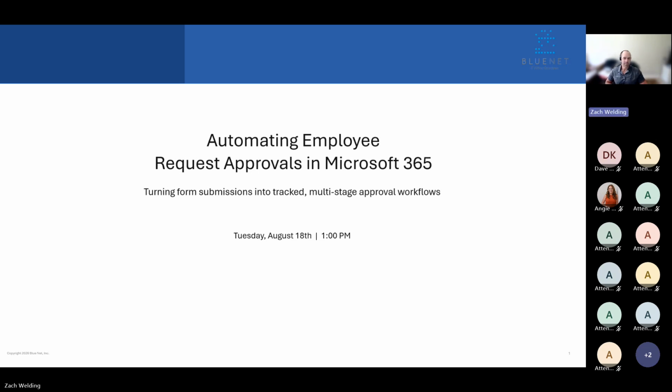Okay, we'll go ahead and get started here. Thank you, everybody, for joining. Today, the webinar is going to be about automating employee request approvals in Microsoft 365, really talking about how we can turn form submissions into tracked multi-stage approvals. We did a webinar series on this, or episode on this earlier in the year. This one is going to build off of that, talk a little bit more about the options we have with forms, and go into some more complicated workflow possibilities.